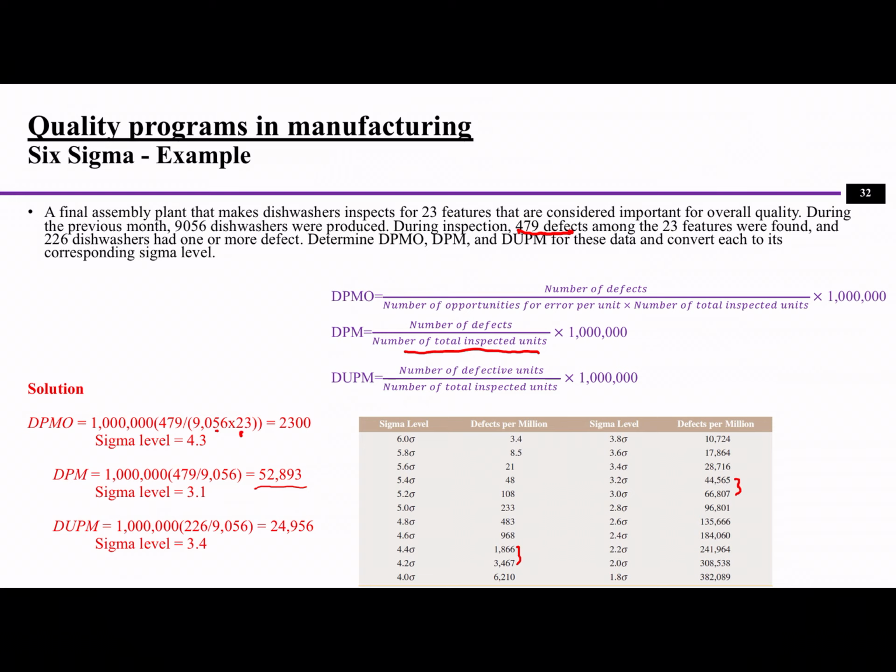And lastly, we want to calculate how many units have defects. It shows that 226 dishwashers have problems, right? 226 divided by all the dishwashers, the number of dishwashers, 956. Then we get 24,956. 24,956 is within 3.4 and 3.6, right? Because 24,956 is close to this value, so we choose to use 3.4. If you choose to use 3.5, it's fine. Or if you want to use interpolation, that also works.